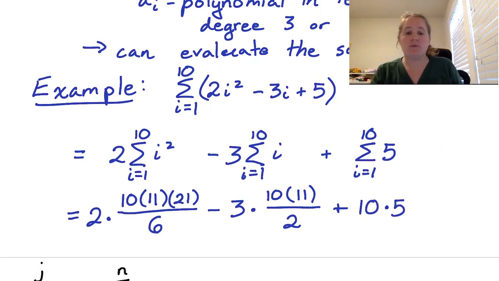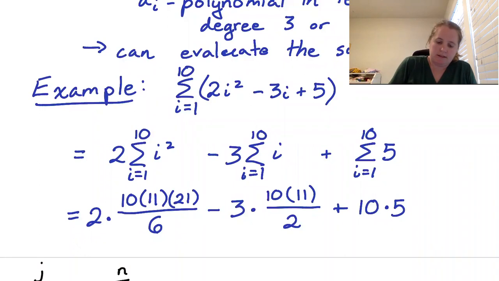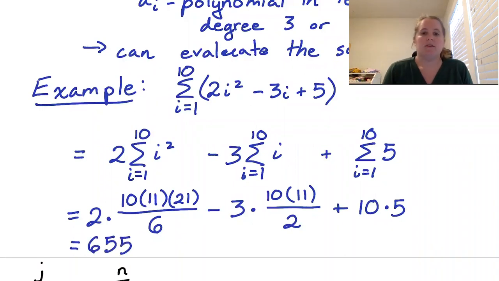So if we go through and add all of this up, we wind up getting that this is equal to 655. So we now have the ability, we could have gone as high as i cubed in our little polynomial in terms of i. We now have the ability to do any of these summations.